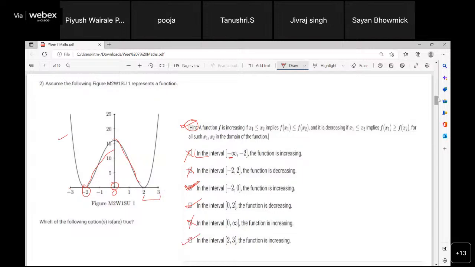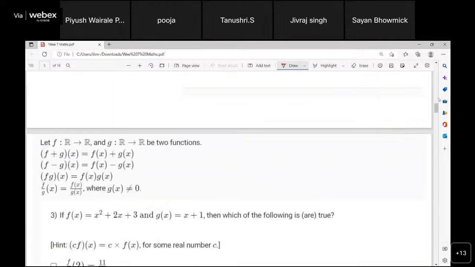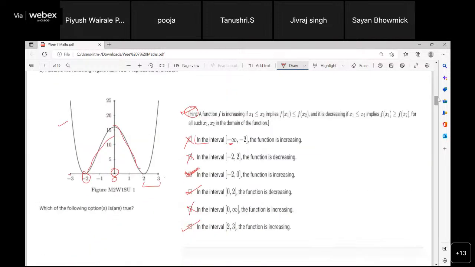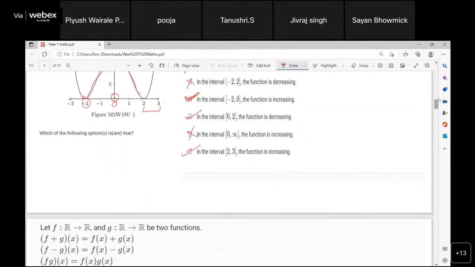This is simple. Any doubt in this part? This was the summary of the previous week's discussion, that's it.